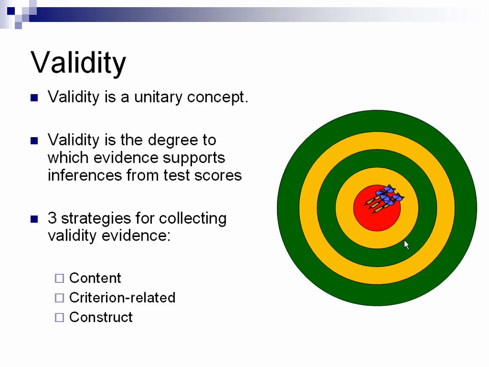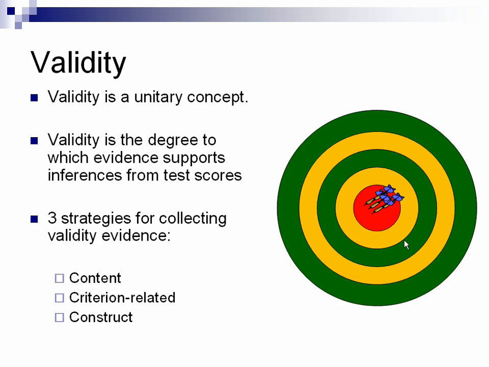This example gets at the concept of validity, a concept that can be tricky for many students to understand. Validity we like to think of as a unitary concept, and what I mean by that is that validity is simply answering the question, am I measuring what I say that I'm measuring? Another way to look at that is, do we have support that the inferences from our test scores support what it is that we're supposed to be measuring.